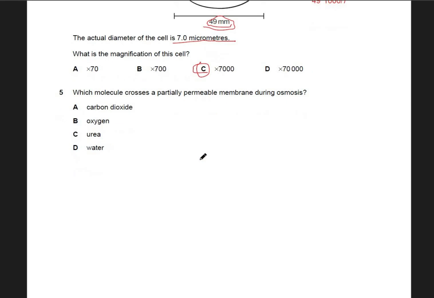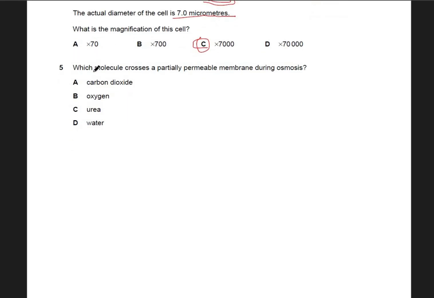Now, moving towards question number 5, which says, which molecule crosses a partially permeable membrane during osmosis? Osmosis is the terminology used for water molecules only. So this was pretty self-explanatory.